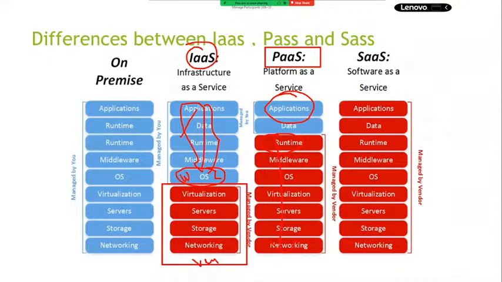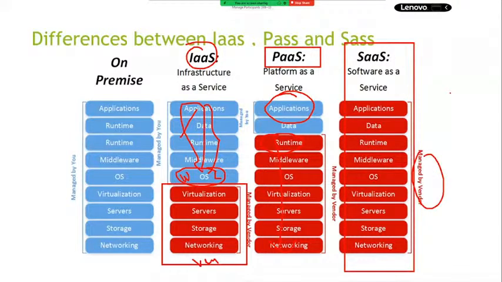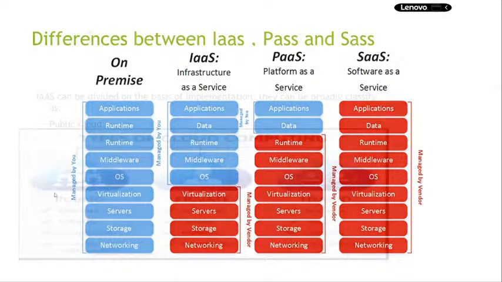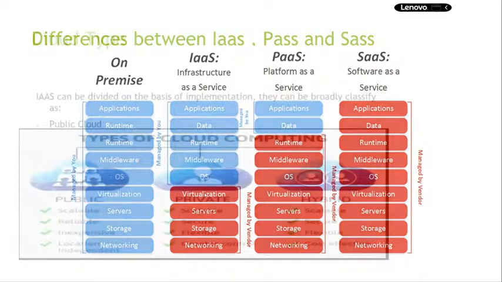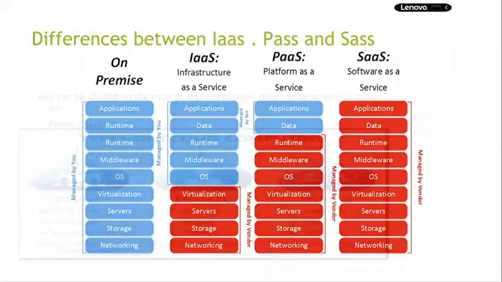Next, software as a service. See, nothing is in your hand. Everything is managed by the vendor. You just have to consume whatever they have provided. That's it. That is about the difference between on-premises and cloud computing. Okay, next.